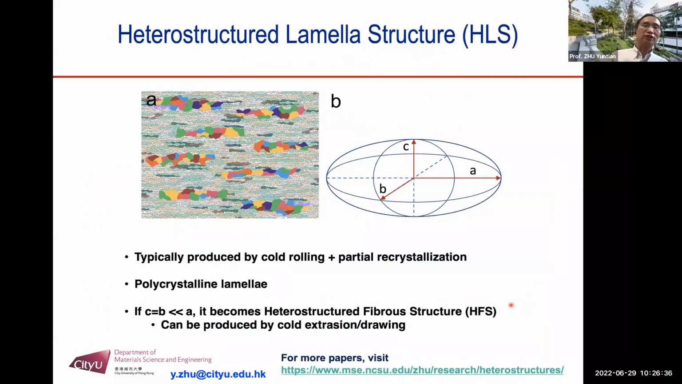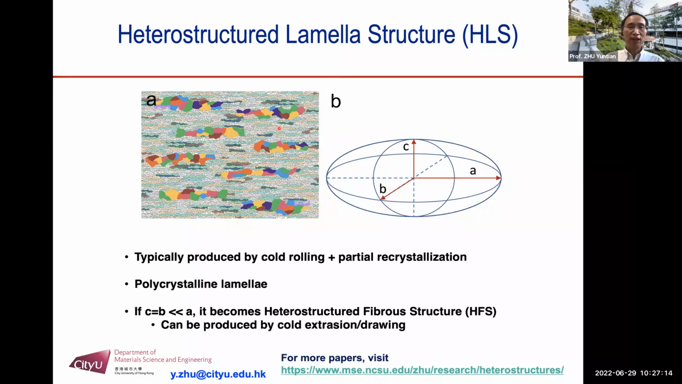Okay, with this definition, I'd like to introduce several types of heterostructures already reported in the literature. The first one is a heterostructured lamellar structure. And this is the cartoon. In this cartoon, you can see this large grain lamella, which is soft. They are embedded in the nanostructured or finer grained matrix.